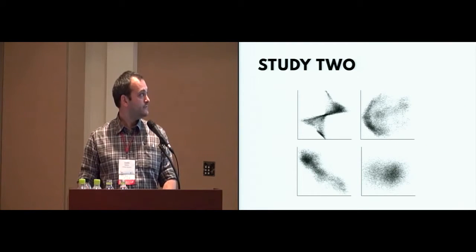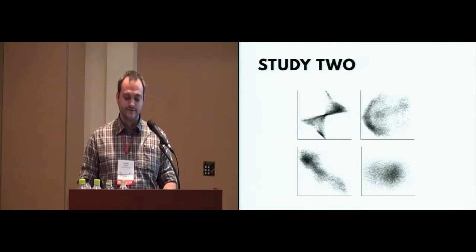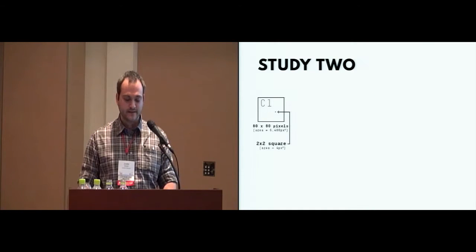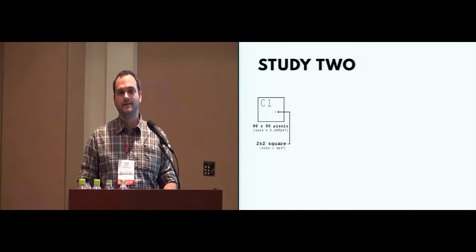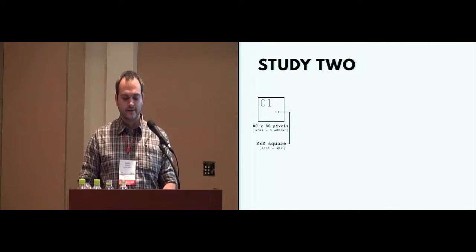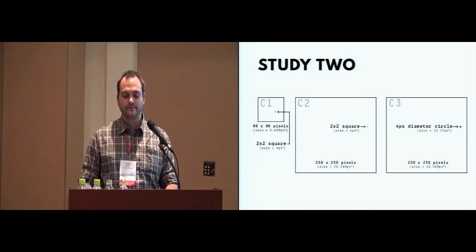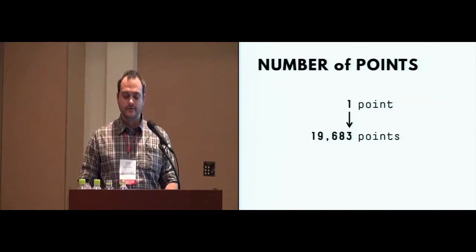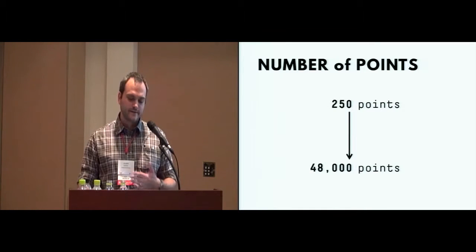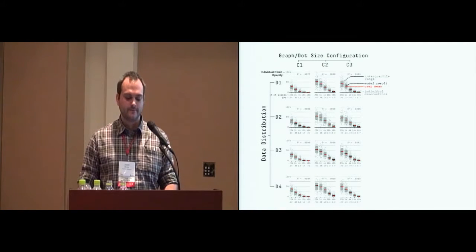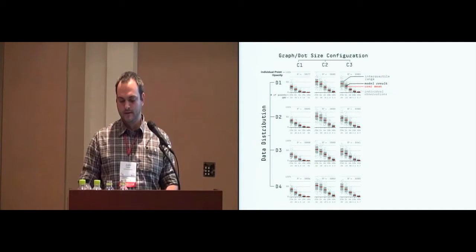as well. So for our second study, we used these 4 data distributions, and we also looked at some different chart and dot sizes. We used the same small chart and small dot that we used in our formative study, and also two larger sizes. And in the first study, where we ended around 20,000 points, in the second study, we went up to 48,000.